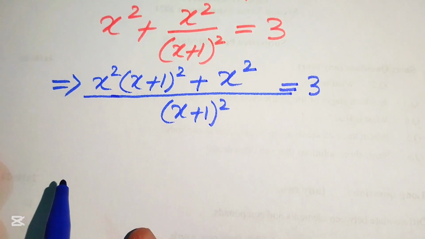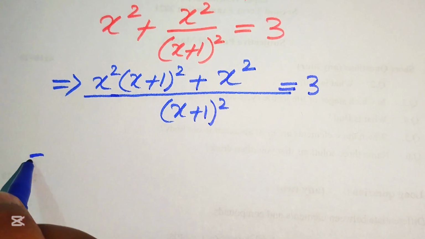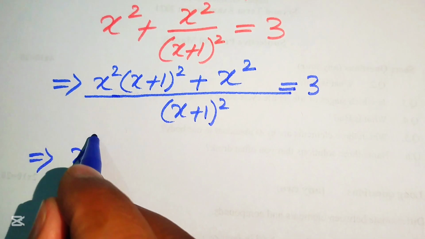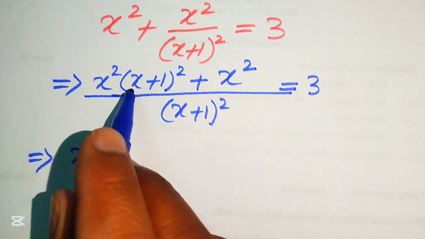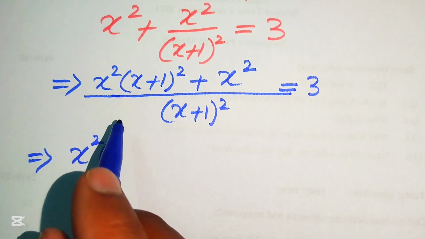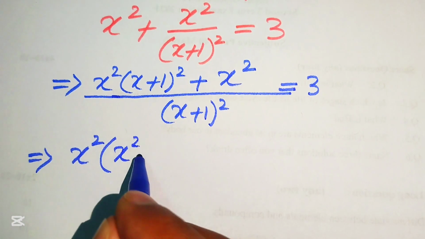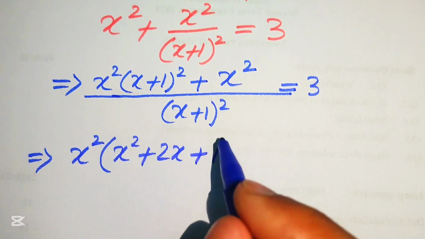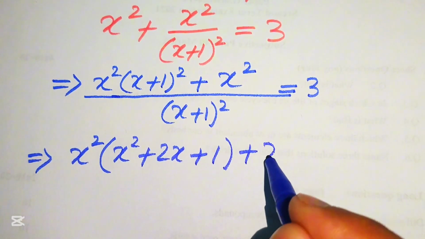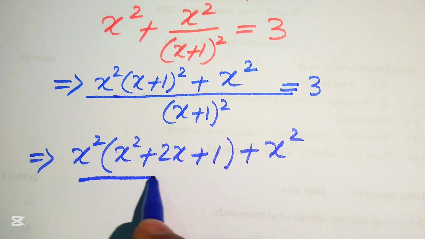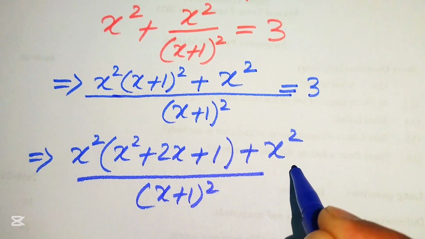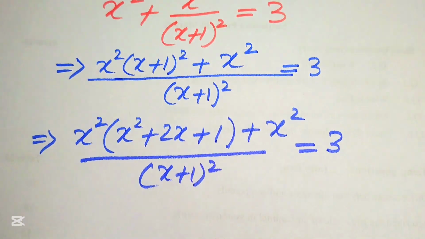So further in the next step, we need some simplifications, and now we can apply the algebraic formula on (x plus 1) whole square. So it will be written as x square into, when you expand this square identity, x square plus 2x plus 1, and here we have plus x square, and it is divided by (x plus 1) whole square, and this is equal to 3.